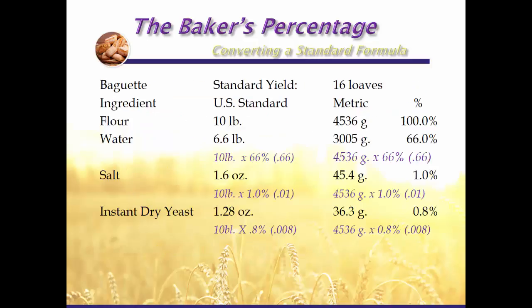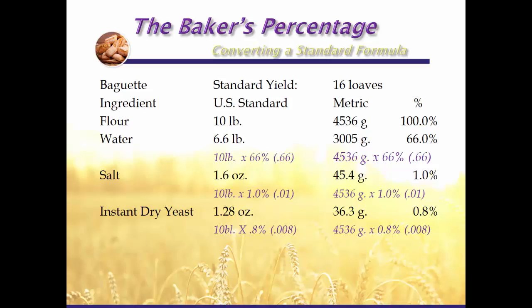Okay, in a baguette formula with a standard yield, we're going to be making 16 loaves. Now, we're given the percentages, but we're not given the amounts. So depending on how many pounds of flour you're going to be using, in this instance 10 pounds of flour, that's going to be 100% of our total recipe. We're also given water at 66%. So we take the flour amount, 10 pounds, and multiply it by 0.66, and this gives us 6 pounds 6 ounces of water.